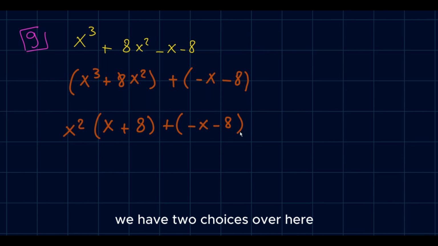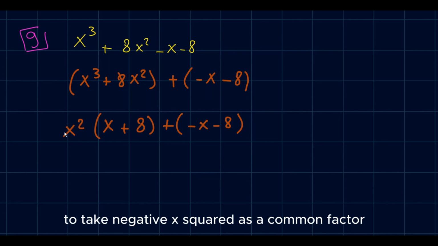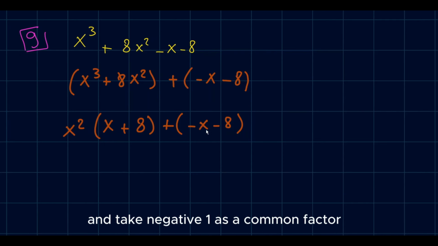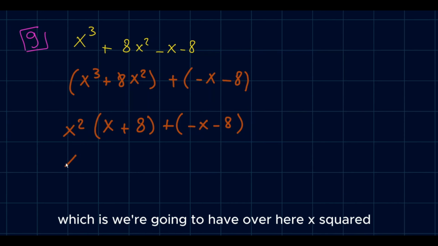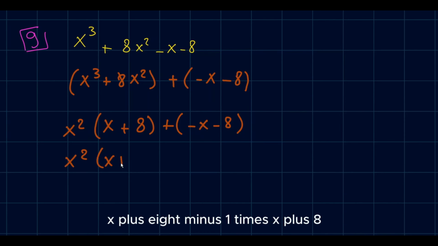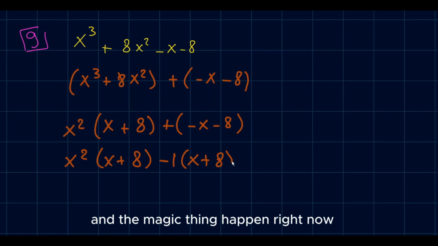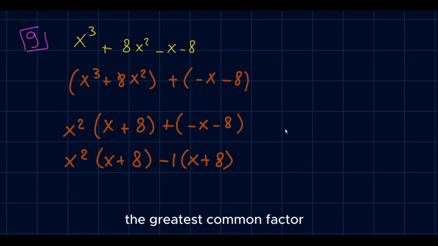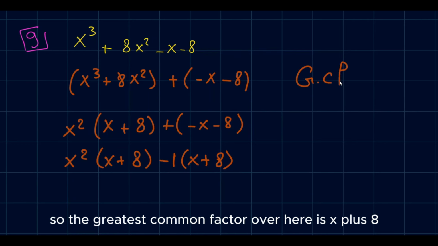We have two choices over here. Either take negative x squared as a common factor from the first one, or factorize the next one and take negative 1 as a common factor, which is we're gonna have over here x squared, x plus 8, minus 1 times x plus 8. And the magic thing happened right now. The same bracket we have. So we have x plus 8, the greatest common factor.